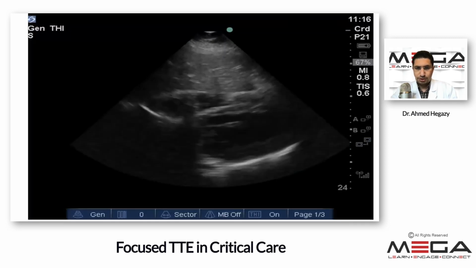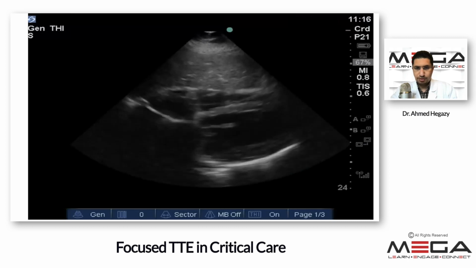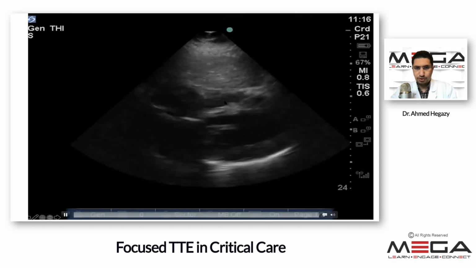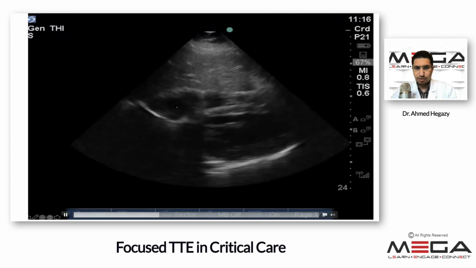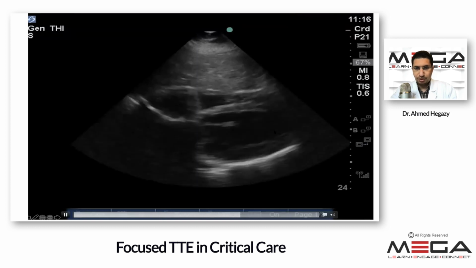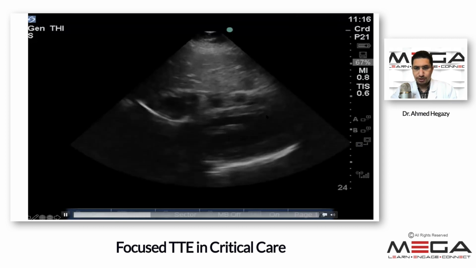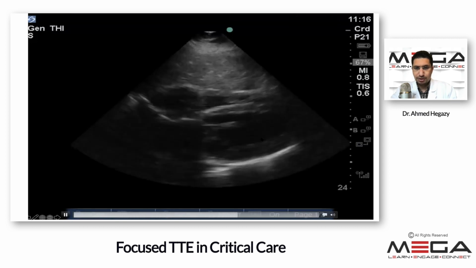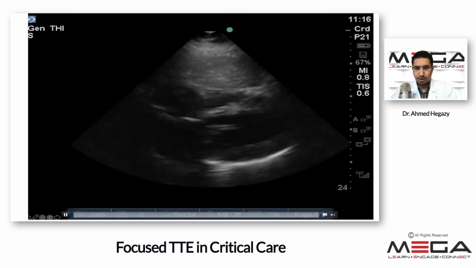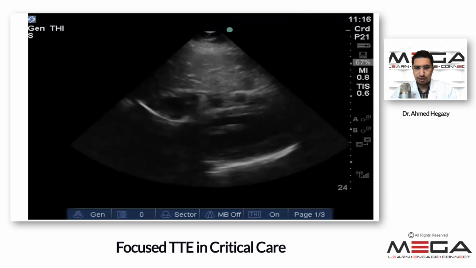All right, so what do we see on this view? So here, there's a subcostal 4-chamber view. You're looking through the liver. The RV looks normal in size. There's the RA. The LV looks very, very sad. So in this view, you see how the LV contractility is severely impaired and it's not doing a whole lot. So this is severe LV systolic impairment.